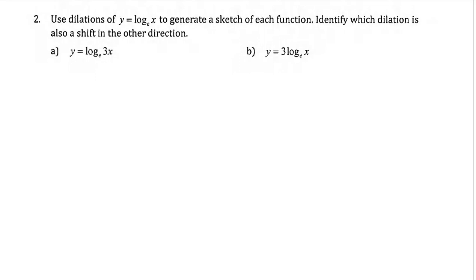Stretching horizontally and vertically. Use dilations of y equals log e of x to generate a sketch of each function. Identify which dilation, also a shift in the other direction. Okay, so log e of 3x. The 3 is with the x. So that means I'm horizontally dilating. By what factor?